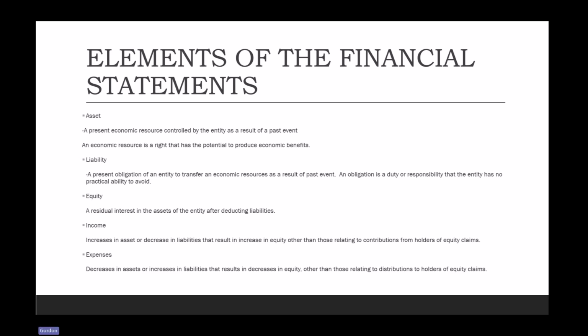And the definition tells you it's a decrease in asset. So whenever you use something, when you use stationery, you have decreased your asset, right? So that makes it what? An expense. Or an increase in liability.